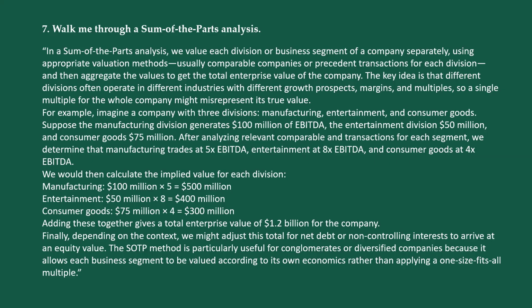And actually the key here is to pick a method that reflects the segment's industry norm. So if for the manufacturing segment the industry norm is trading comps or precedent transactions, then we will use that method to value that specific segment. And then we will calculate the division values. You actually need to understand this step by step.